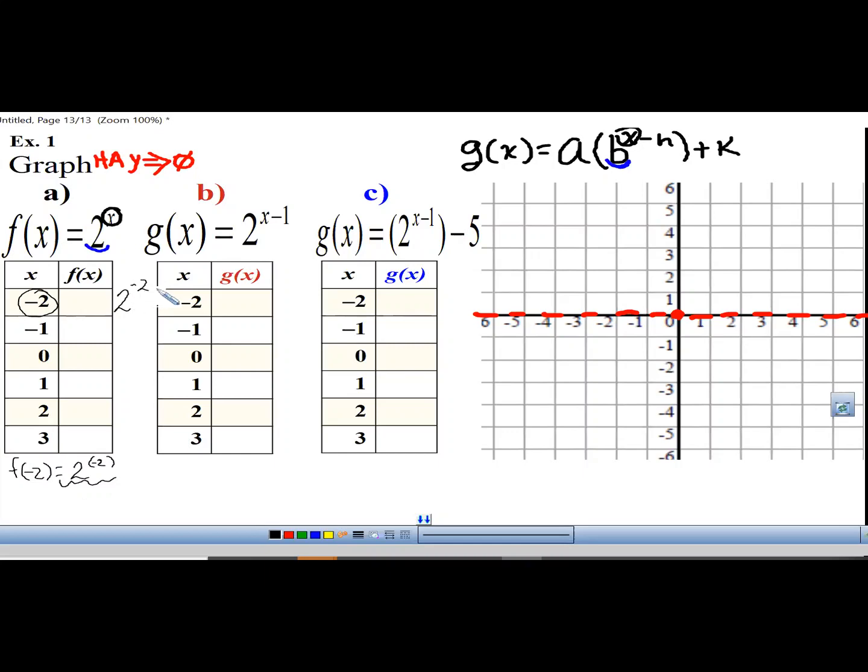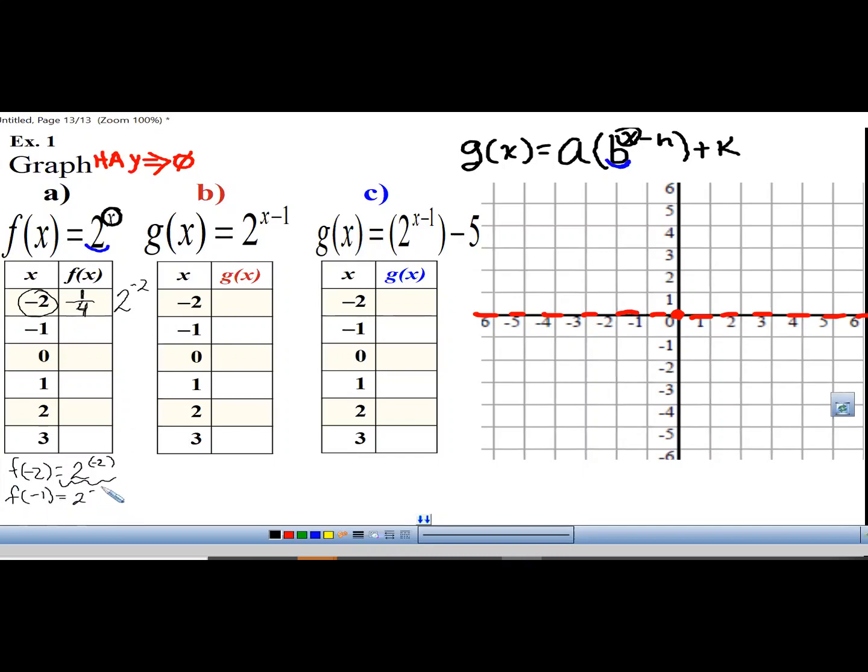Can we leave it as a negative exponent? No. So what does that become? 1 over 2 to the second power, which is 4. Thank you, 1/4. Yes, that is correct. You're like, oh, that's why you did it, Mr. Gear. Yes, that's what I did.